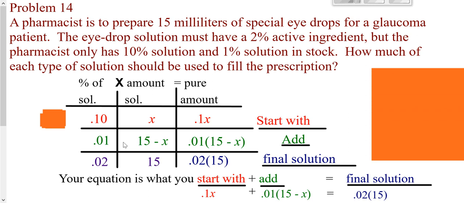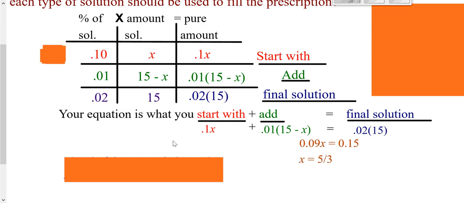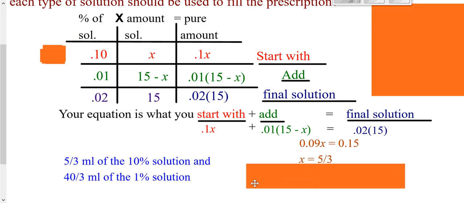Then for the 1%, all we have to do is take our x, which was 5/3, plug it in here for the amount of solution of the 1%, and then we can go 15 minus 5/3, and we get 40/3 milliliters of the 1%. So don't just stop after you solve the equation. Make sure you actually answer what it is they are looking for.